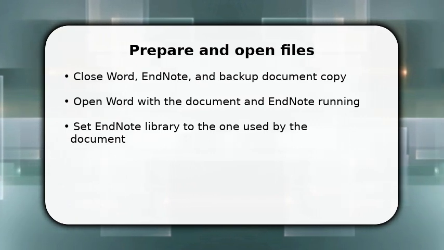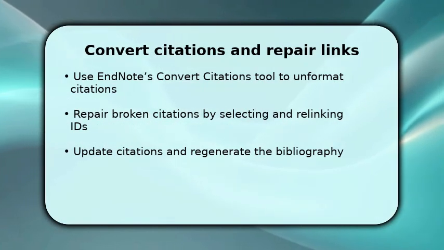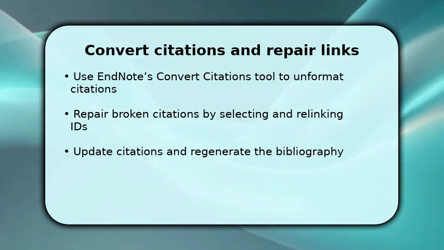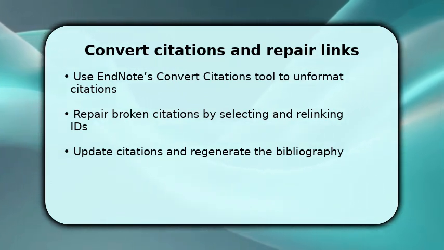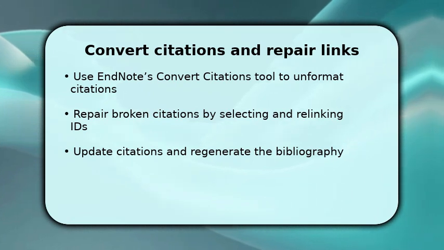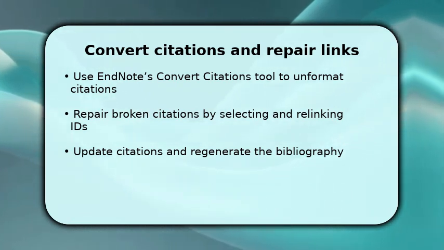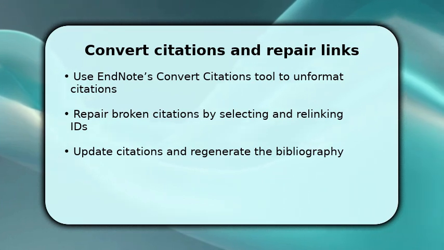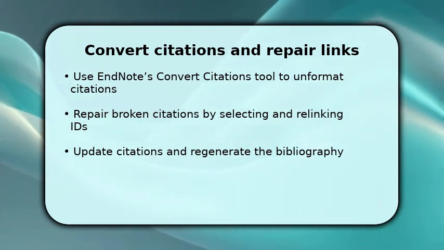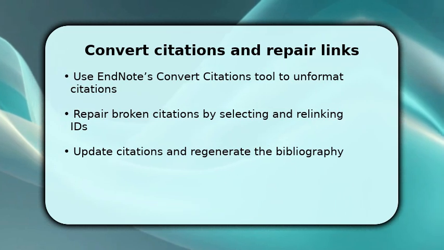Now unformat citations with Endnote's Convert option. This shows raw citation tags so you can spot broken IDs. Next, locate any tags that don't match entries in your library and relink them by searching inside Endnote for the correct record. Replace the tag with the correct record.